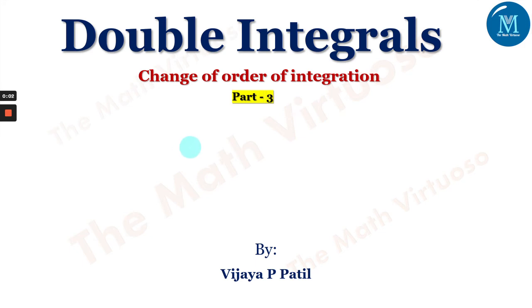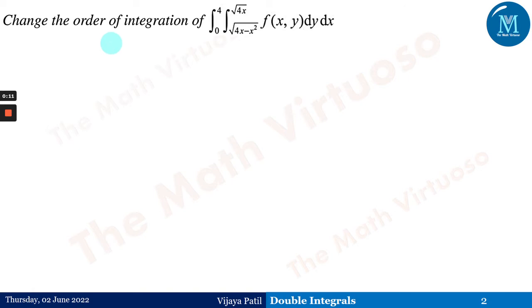Hello and namaste. We are going ahead with the double integrals, and under the change of order of integration, we are dealing with part 3 of the change of order of integration. Change the order of integration: integral from 0 to 4, integral from square root of 4x minus x square to square root of 4x of the function f of x comma y dy dx.